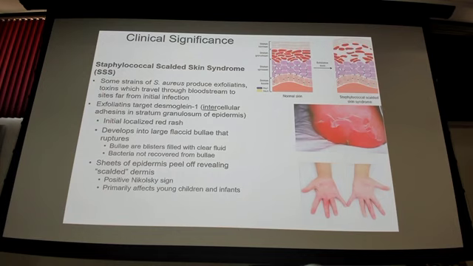There's a test you can do called the Nikolsky sign, where if you just very lightly press against one of those bullae, and the skin sloughs off, that's considered a positive Nikolsky sign. So it just falls right off like that. And that's, again, because you've had major disruption and damage done to the stratum granulosum.